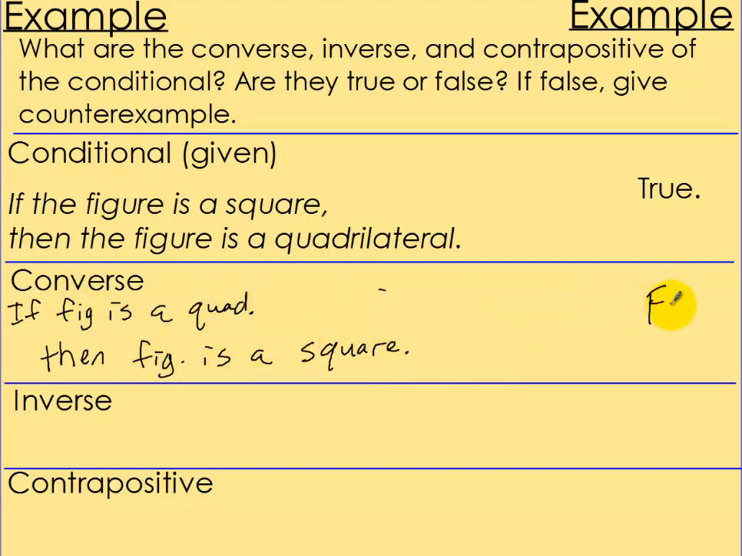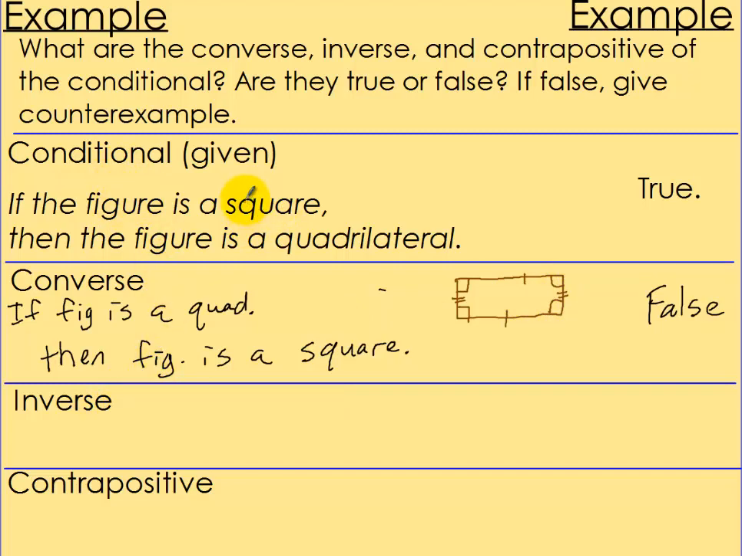Well, that's not true. That's false. Because you can have quadrilaterals that are not squares, and one example could be a rectangle. You can draw a rectangle, and a rectangle is a quadrilateral because it has 4 sides, 1, 2, 3, 4, but it is not a square. So there's your counterexample.